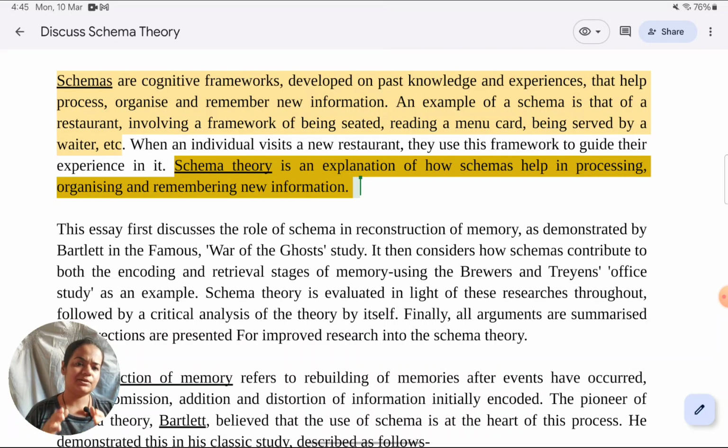There are so many different things that you could be learning about schema theory. The question is asking you to discuss schema theory. So the problem is, which aspects of schema theory are you going to cover in the essay? Which are those things or concepts explained by schema theory that are relevant to your essay? When you explain that, you are explaining the problem in the question.